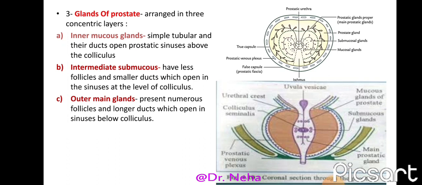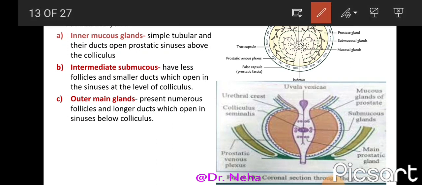Then the glands of the prostate, these are arranged in three concentric layers. First, the inner mucous gland. These are simple tubular and their ducts open in the prostatic sinuses above the colliculus. As we can see, the innermost glands, these are inner mucous glands and they are opening above the colliculus seminalis.